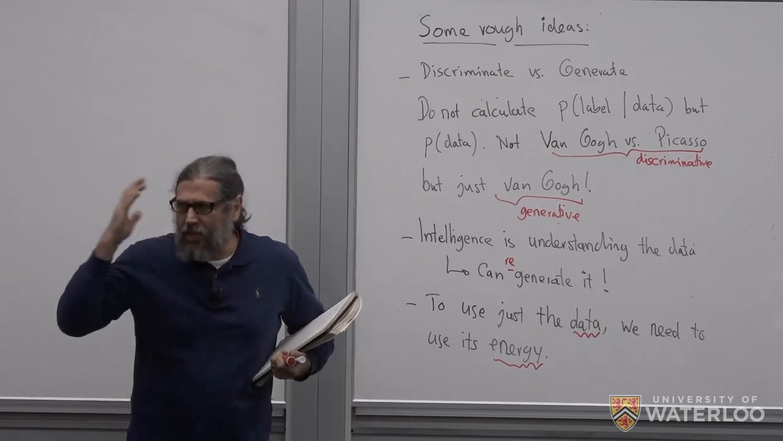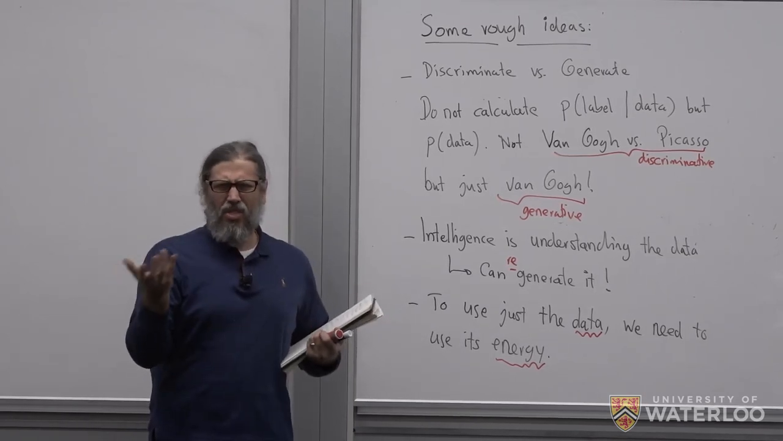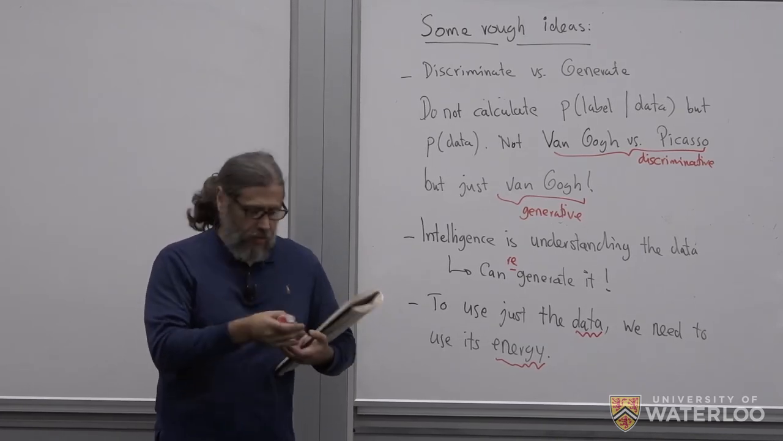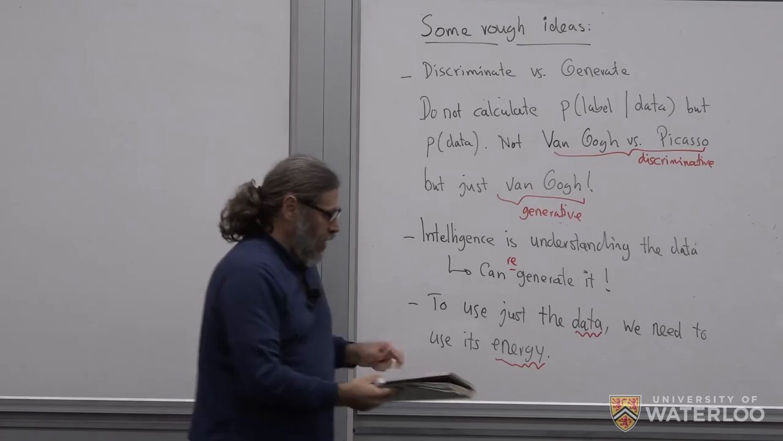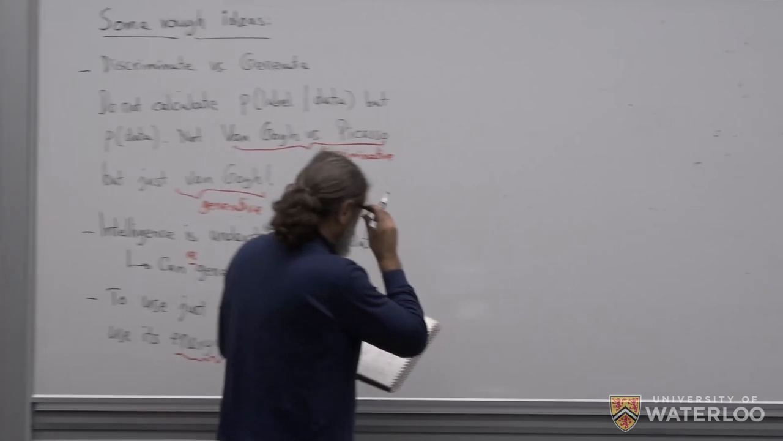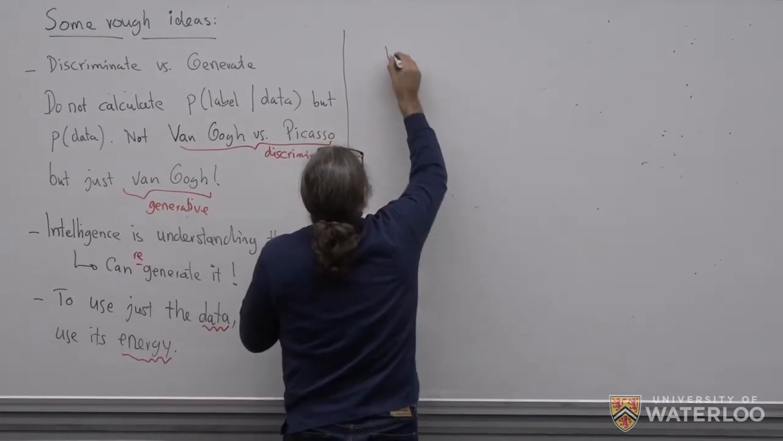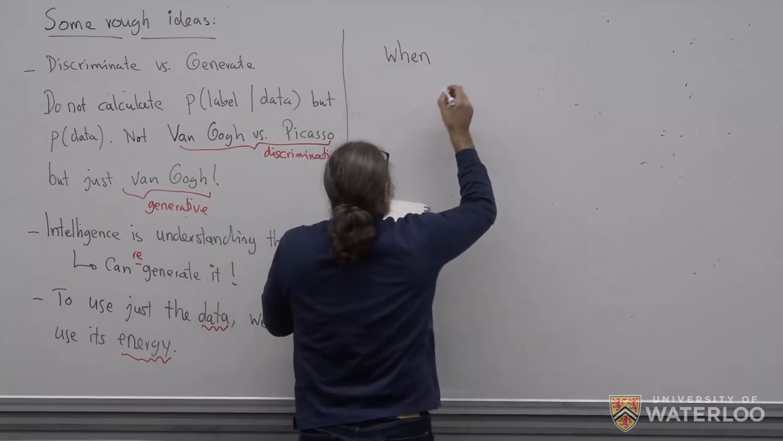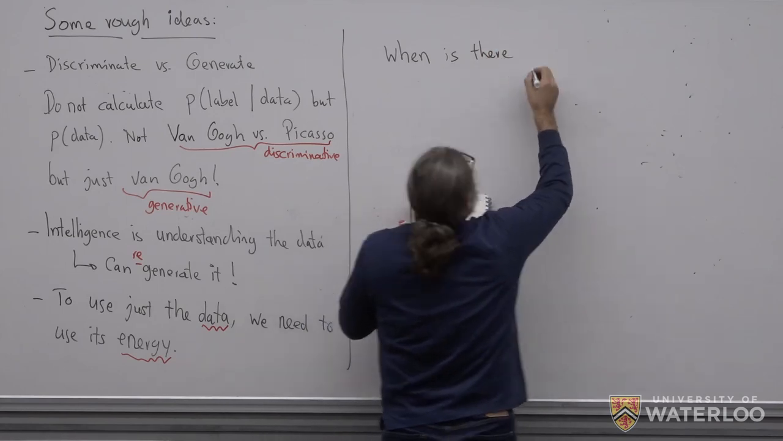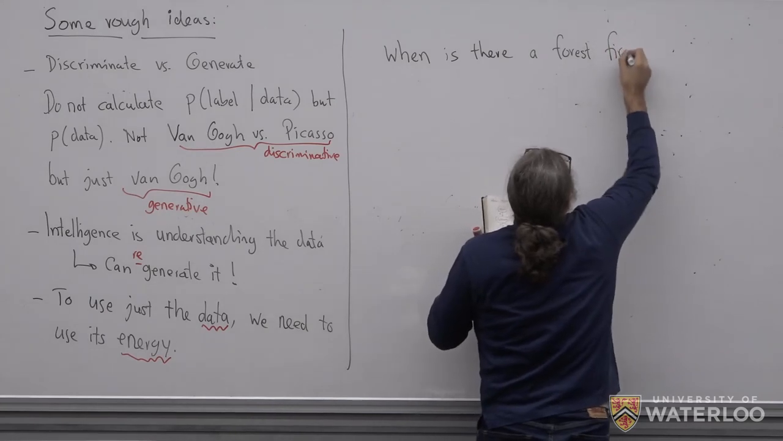For data, it could be a little bit abstract and cause some headache for people who are saying, energy, what has energy to do with data, with numbers? One, nothing and everything. Okay, let's have an example. We want to find out when there is a forest fire.